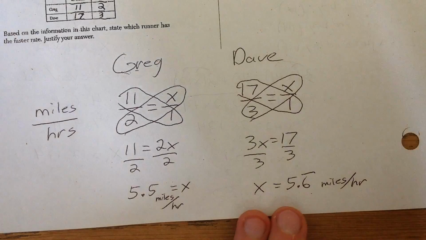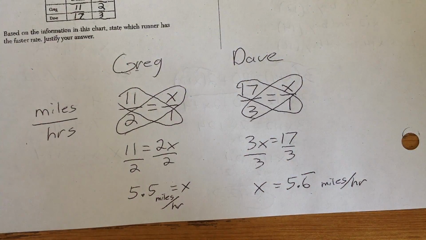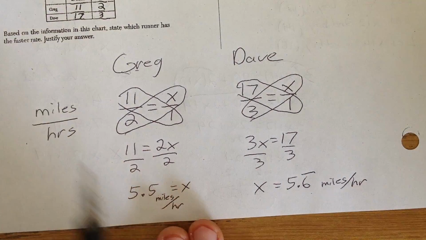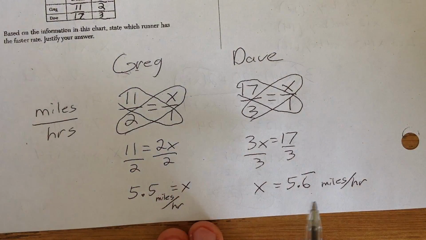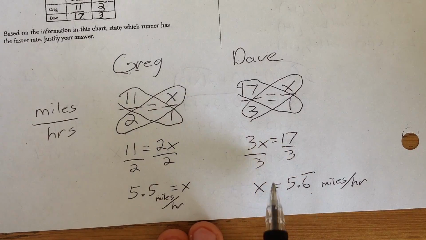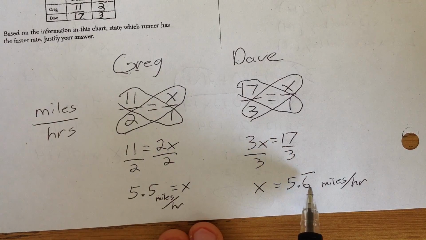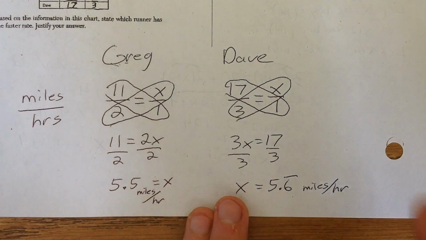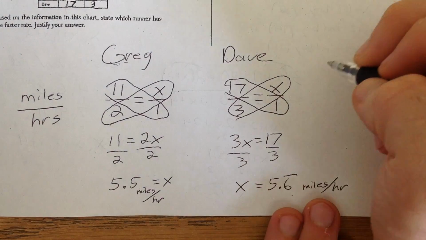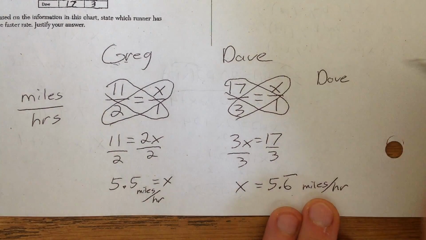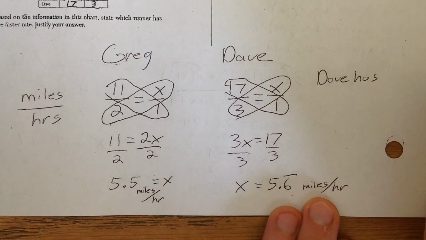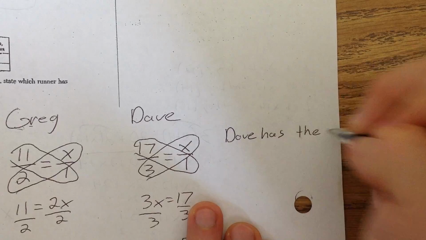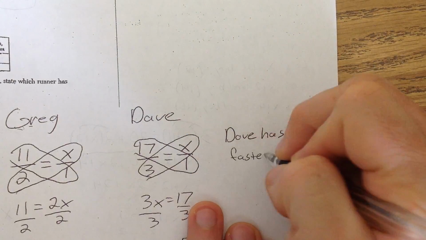All right, so all good work, but we want to make sure we actually answer the question. So it says state which runner has the faster rate. So once we've done our work, it's pretty obvious. Dave is just a little bit faster. He's 5.6 repeating miles per hour, where Greg is only 5.5 miles per hour. So we just want to write a little sentence that says Dave has the faster rate.